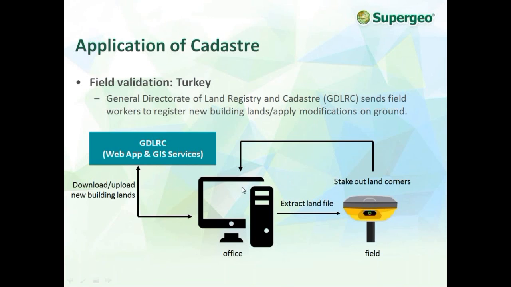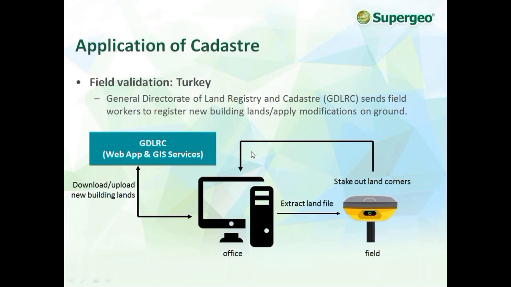And the field workers go onto the website and download the data to their office, and then they extract the file to their GNSS RTK devices to do the stakeout of land corners, and then in the field. And once they are done with this job in the field, they have to go back to the office and synchronize their results to the GDORC again.